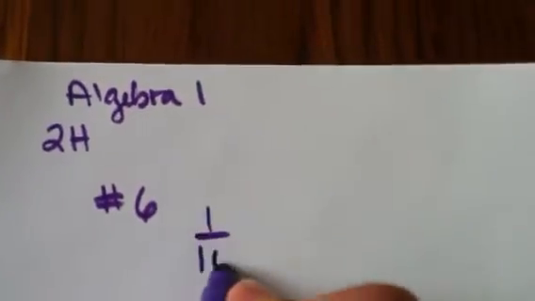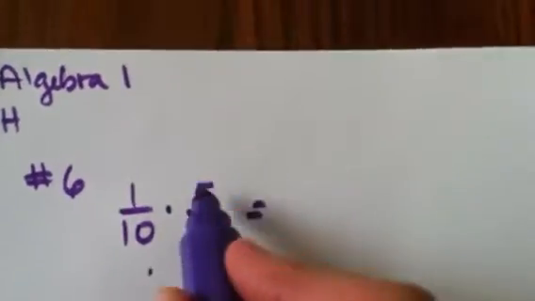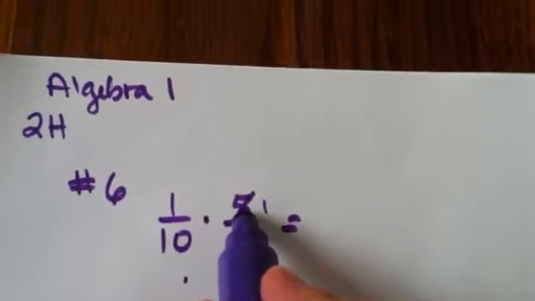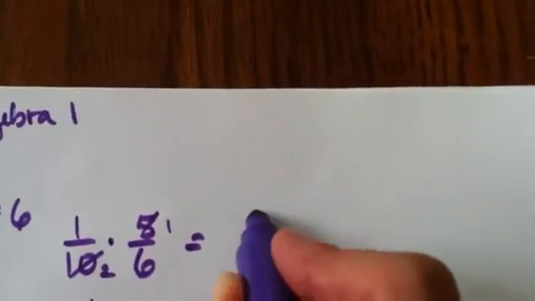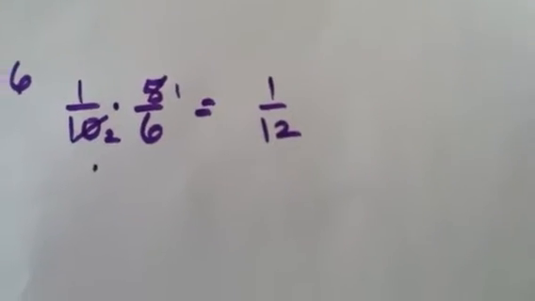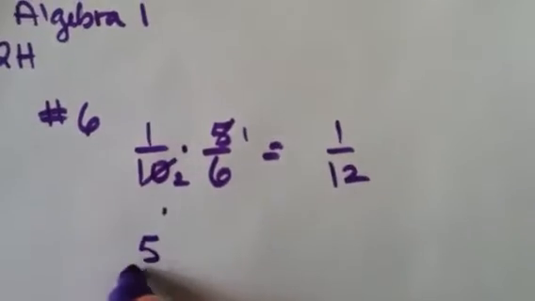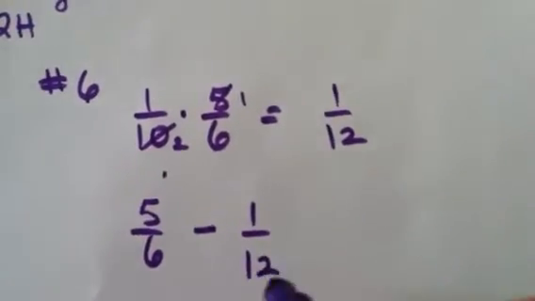So we're going to do 1/10 times 5/6. Notice I would go ahead and simplify before I multiply. 5 goes into 5 once, it goes into 10 twice. So we've got 1/12. That's what he used, okay? So what does he have left? Well, he had 5/6, he used 1/12, so we're going to have to take away another 1/12.